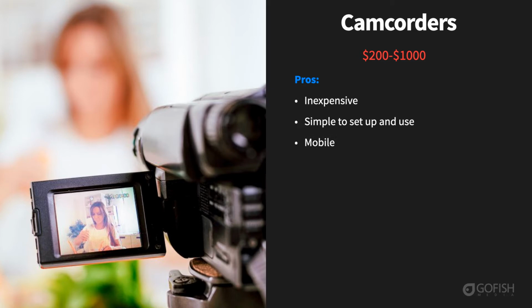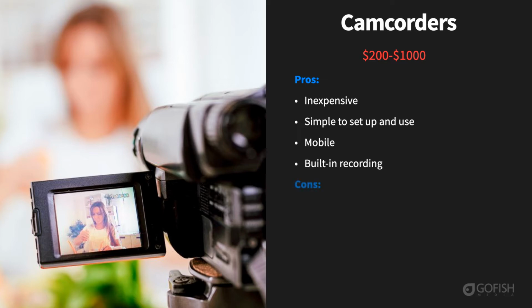Camcorders are going to range in price from about $200 up to around $1,000, and these are your traditional consumer level type camcorders. Most people are familiar with this type of camera or have used this type of camera, or you may own one of these cameras already. Some of the pros of using a camcorder: they're inexpensive, so that's obviously a plus. They're simple to set up and use. They are mobile because they are fairly compact. And they almost always have built-in recording via some type of flash storage like an SD card.